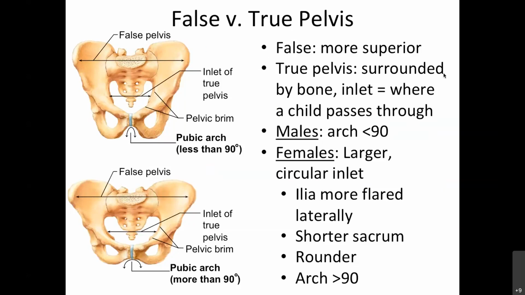They're more vertically flared as opposed to laterally flared. They have a smaller pubic arch, a smaller true pelvis, okay? All of that is because they don't need to push a baby out. So they have more narrow hips than women do.